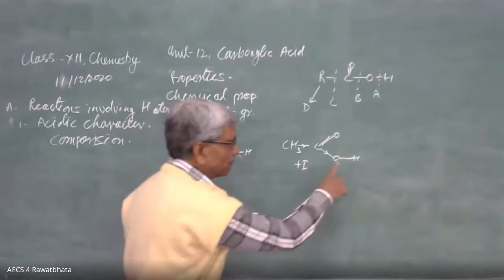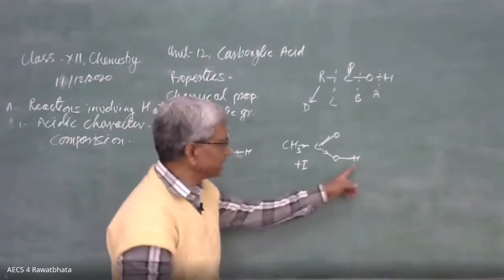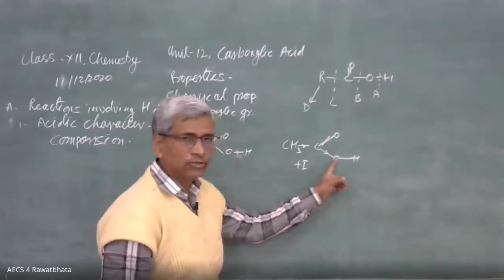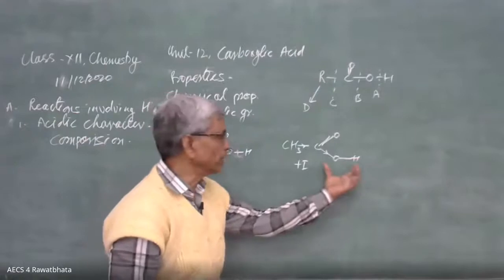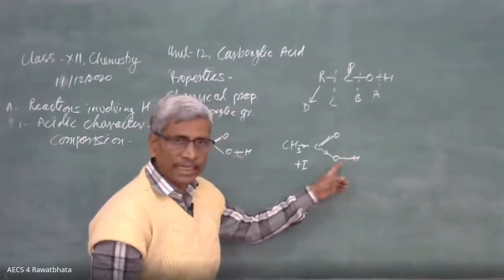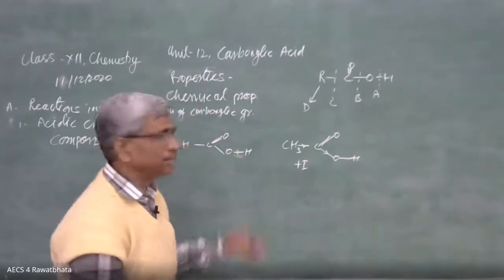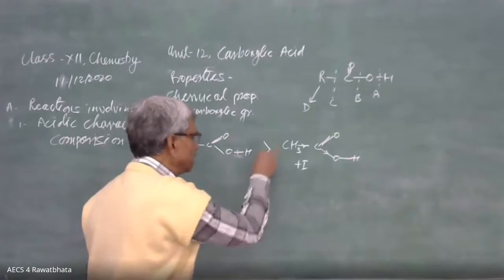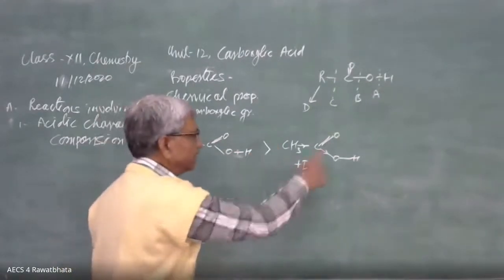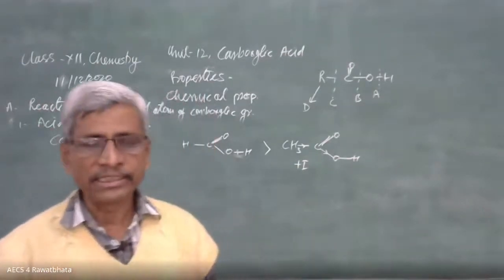Therefore, release of hydrogen ion from here is slightly difficult, because this H ion comes in the form of H positive, and electron density over oxygen is higher. There is more attraction between them. That's why release of H positive from acetic acid is difficult as compared to formic acid. And the value of K of formic acid is more than the value of K of acetic acid. That's why formic acid is stronger than acetic acid.